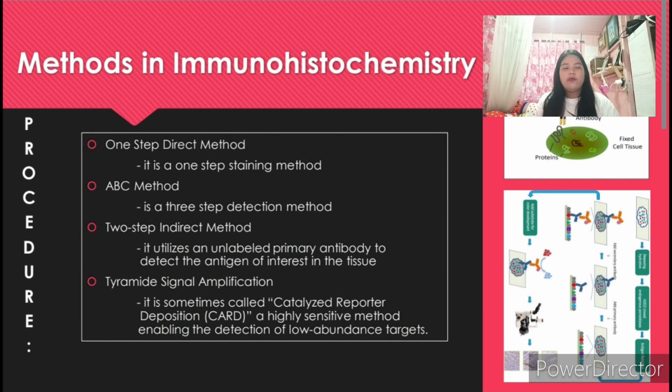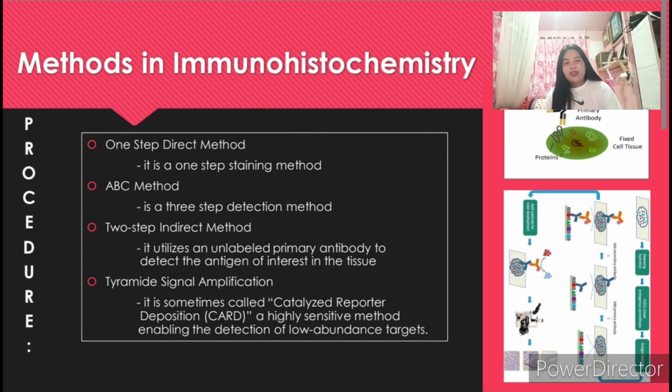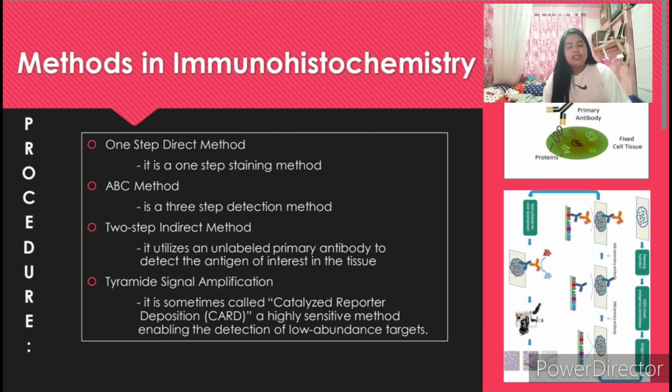We come now to the methods of immunohistochemistry, and they are the one-step direct method, ABC method, two-step indirect method, and pyramid signal amplification. The first method is the one-step direct method. This method consists of using a labeled antibody such as FITC conjugated with an antiserum, enzyme, or alkaline phosphatase that reacts directly with a specific antigen in a tissue section. The next one is the ABC method. It is a three-step detection method. The primary antibody binds to the antigen in the tissues, and then it is in turn recognized by the biotinylated secondary antibodies. Complexes are formed by avidin, and biotinylated enzymes can be attached to the latter.